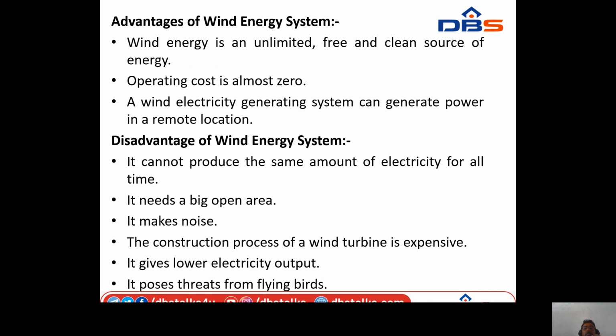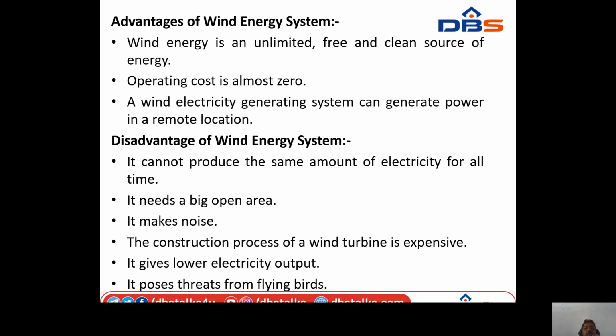The mechanism. Advantages of wind energy system. Wind energy is an unlimited, free and clean source of energy. Generating cost is almost zero. A wind electricity generating system can generate power in a remote location.